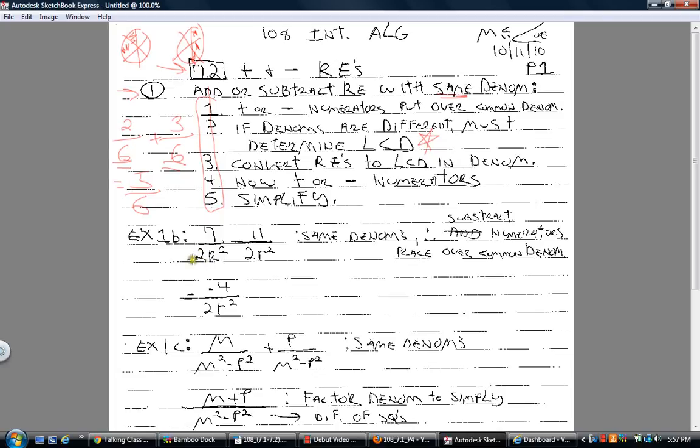Okay, starting off here, some warm-up problems. Not too easy. What are you recognizing in this problem? You've got the same denominator, you've got subtraction, so 7 minus 11 is negative 4, divided by the common denominator, 2r squared. Can you simplify this a little bit? Doesn't 2 go into both 4 and 2, so couldn't you write negative 2 over r squared? Don't forget that.